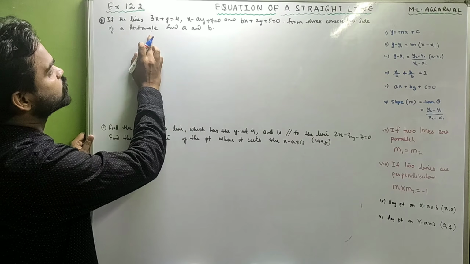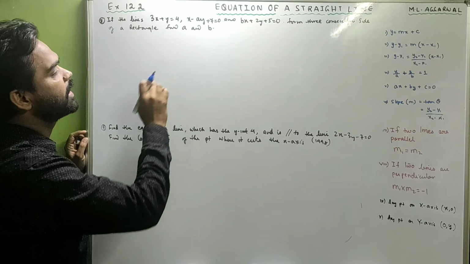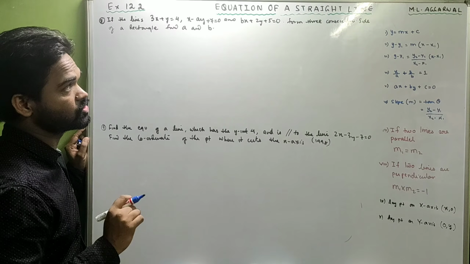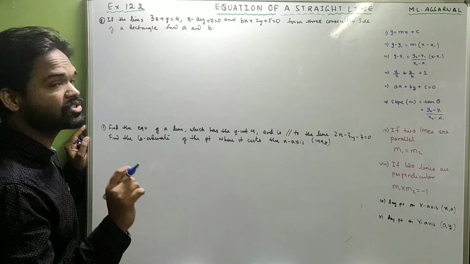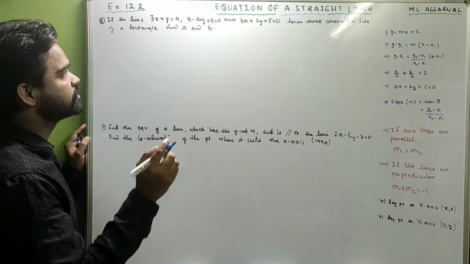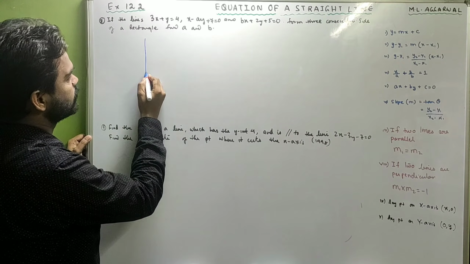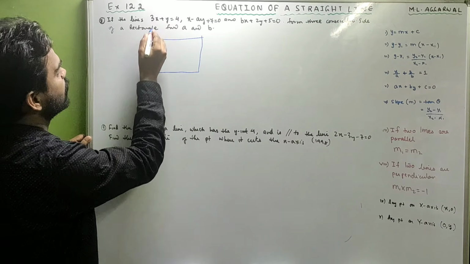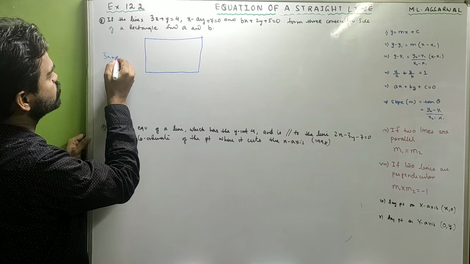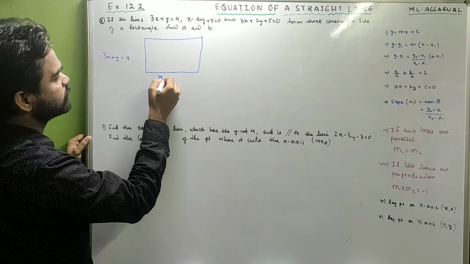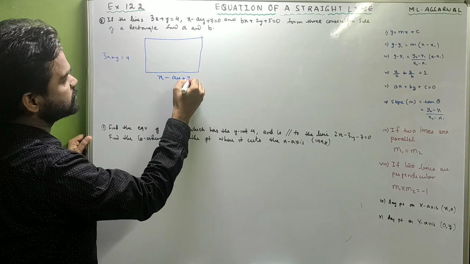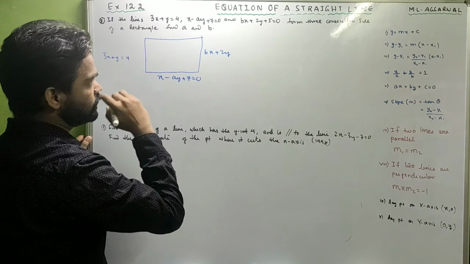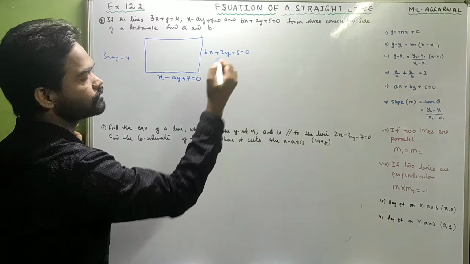If the lines 3x plus y equals 4, x minus ay plus 7 equals 0 and bx plus 2y plus 5 equals 0 form 3 consecutive sides of a rectangle, find a and b, which means simple. See, suppose these are the 3 sides. I'll take this side as 3x plus y equals 4. I take this as x minus ay plus 7 equals 0. This has bx plus 2y plus 5 equals 0.